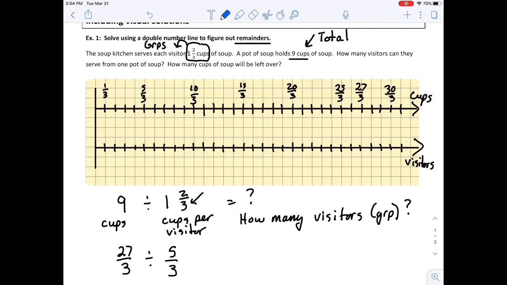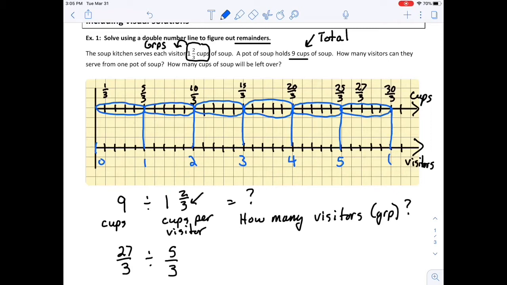Okay, so now I have my number line set up, and I'm going to circle groups or measure out groups of 5/3 cups of soup. Here's my first one, and that corresponds to 1 visitor that's been served soup. I keep circling my 5/3 cups, and I keep track of how many visitors got soup. Notice that I'm going to go past my total. My total was 27/3, which I'll mark on both the top and the bottom number line. So that means 5 visitors got soup, and we had some left over.